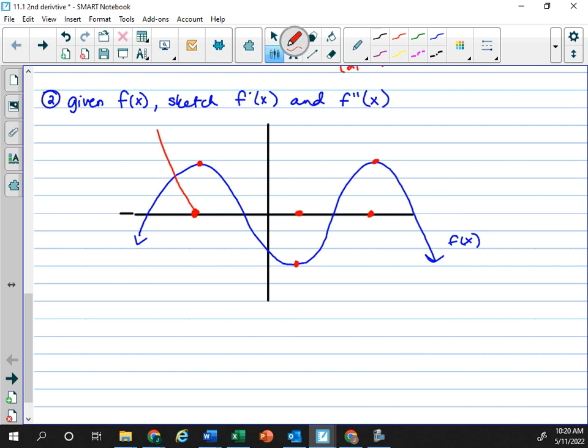Okay? What is happening between these 2 red dots? It's decreasing. So where will my first derivative graph be? Below the x-axis, because it's negative. Like if you were doing the number line test, you'd get a negative in that part. That means the graph is below.